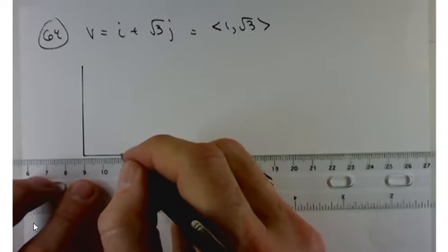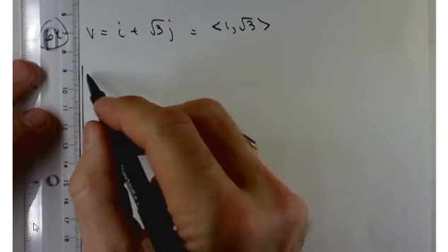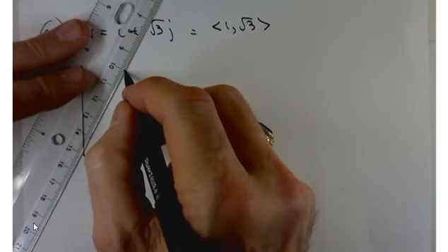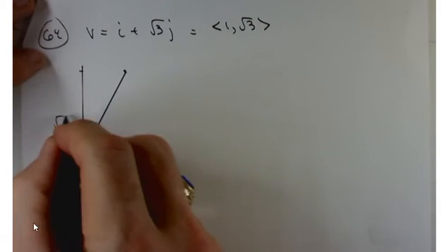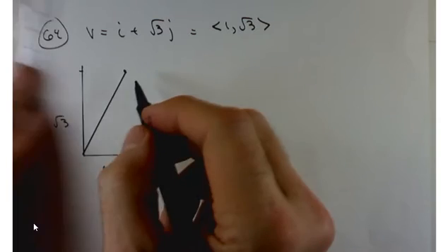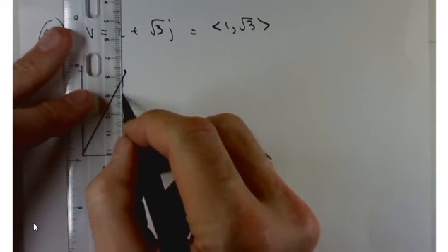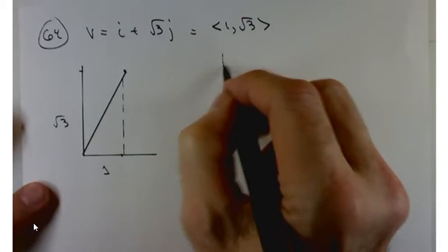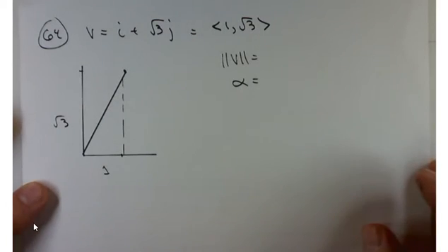So here's a distance of 1, distance of square root of 3. It's going to be a little bit taller up here. Something like this. So 1 and the square root of 3. There's two things that you could be asked for. In fact, will be asked for. You're going to want the magnitude of v and the direction.